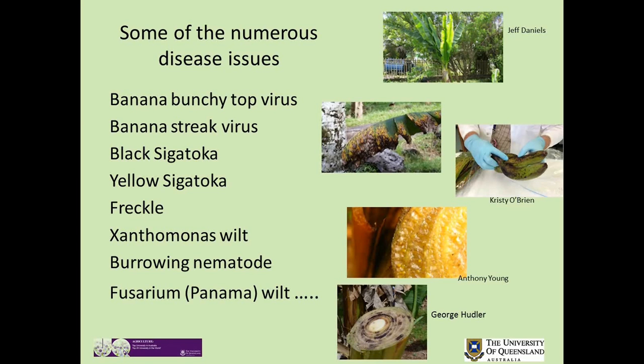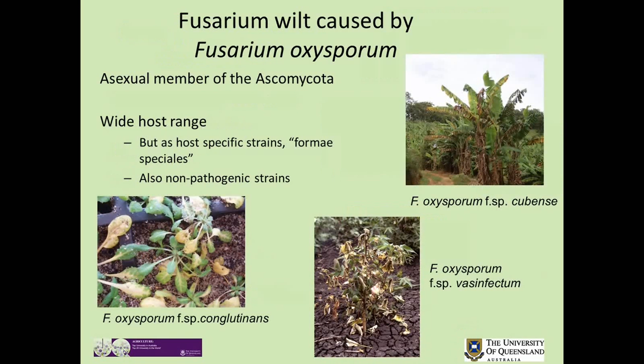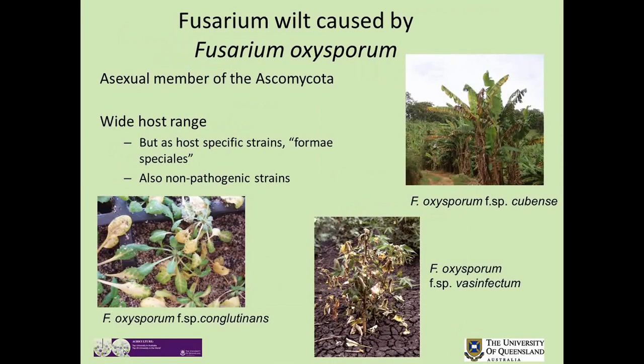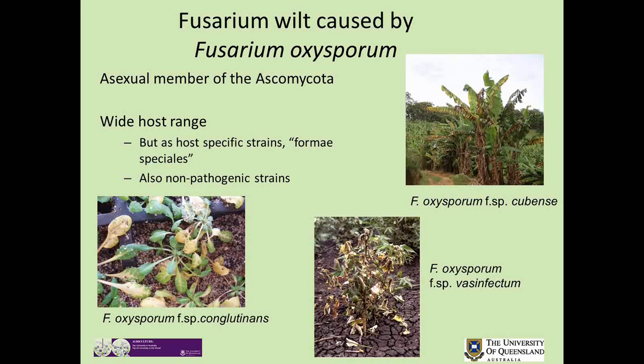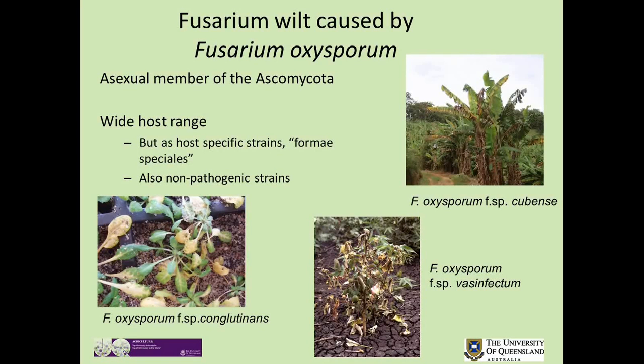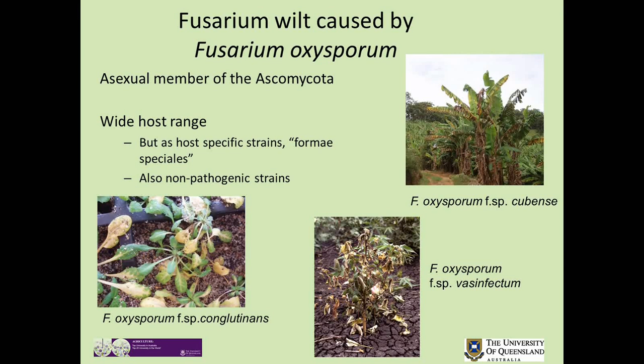But Fusarium wilt is obviously my favourite. Fusarium wilt is caused by the fungus Fusarium oxysporum. You've probably come across Fusarium oxysporum before. Kamal talked about it last week, particularly in Arabidopsis, that wonderful crop plant. It's very convenient to work in Arabidopsis as opposed to banana for obvious reasons. Fusarium oxysporum has a wide host range, but in host-specific strains, and we use the term forma specialis to refer to these host-specific strains.